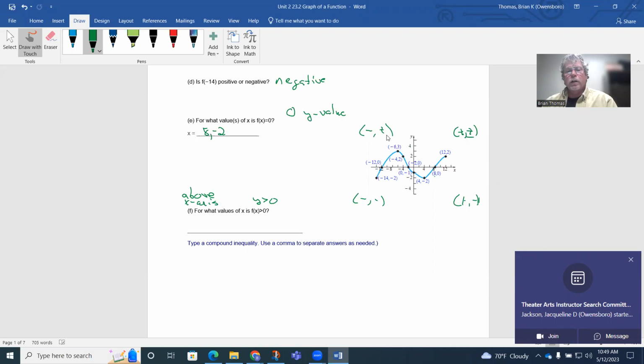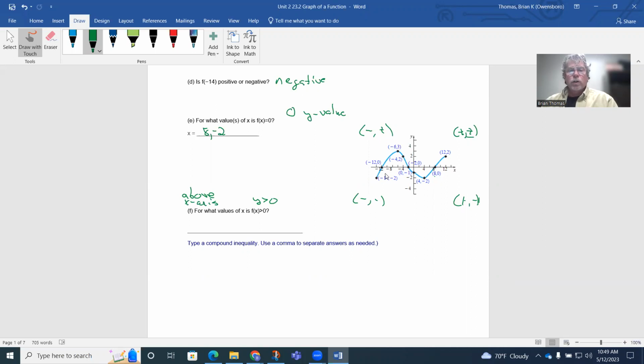So notice that we're looking at the first and second quadrants. So we're looking at this region here, where the graph is above the x-axis. What they want us to do is type a compound inequality and use a comma to separate the answers there.